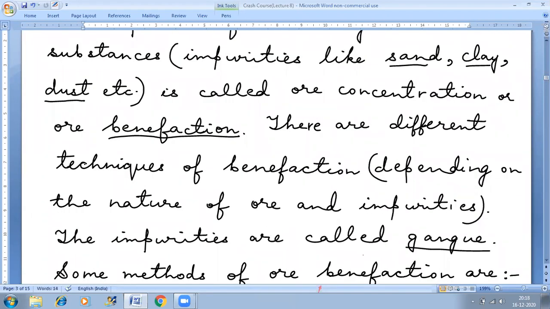So what is gangue? Gangue refers to the impurities. The unwanted materials or impurities like sand, clay, dust, etc. present in the ore are known as gangue. The process of removal of gangue from the ore is called concentration of the ore or benefaction of the ore.